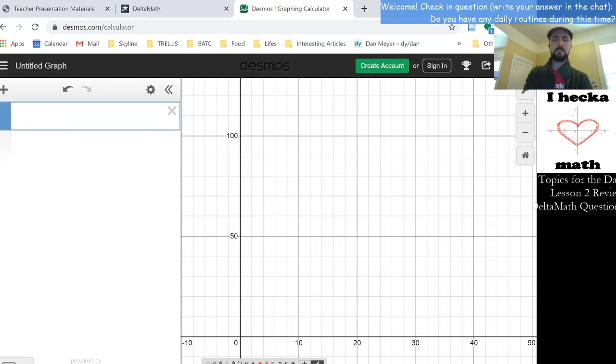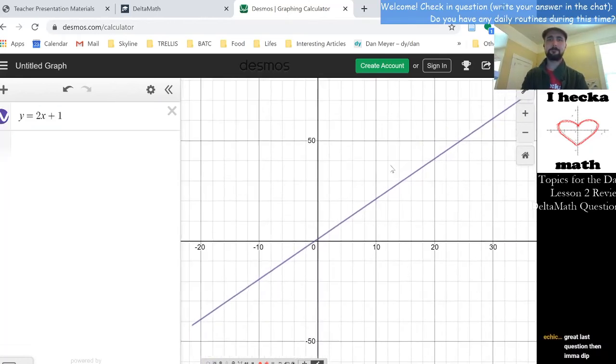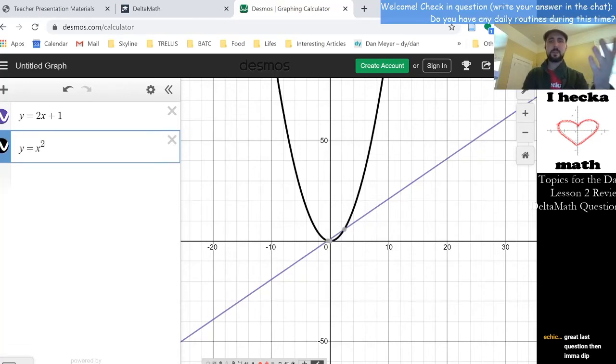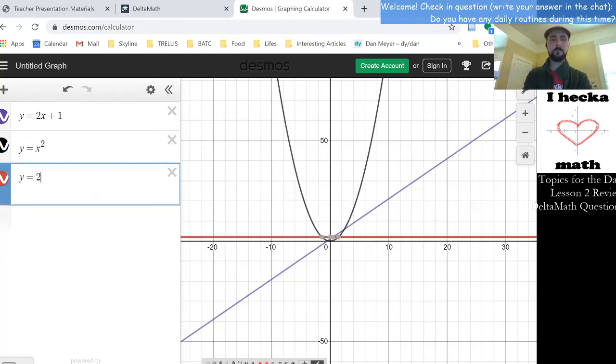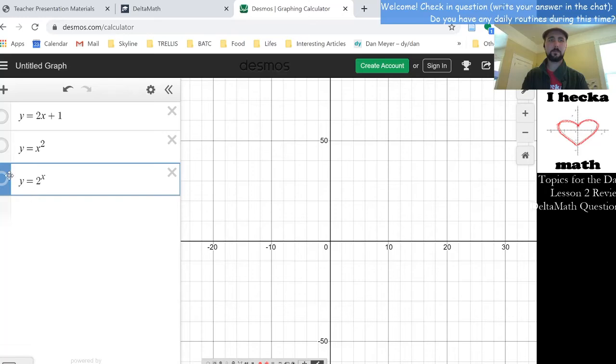If we want to make a line, y equals 2x plus 1. Here's a line. Ta-da! And then if we want to make a parabola, here's a parabola. And if we want to make something exponential, we can do something like this. And so the question is, what's different and what's similar about these?